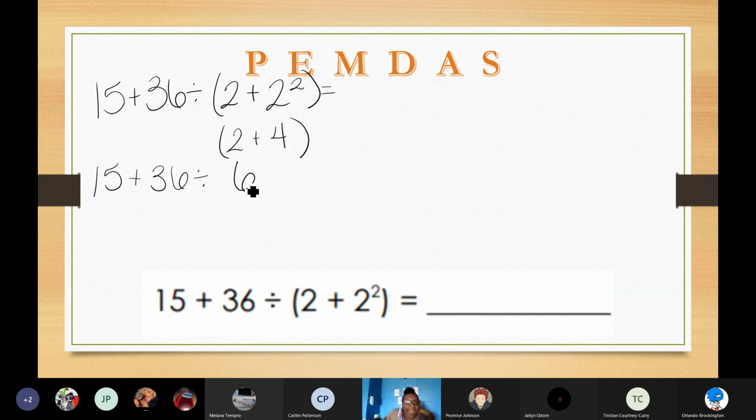Now, what do we do next with this number sentence? We're going to divide, okay? So we've not done anything with that 15 yet. 36 divided by 6 is what? In other words, 6 times what number will equal 36? 6. Very good. And 15 plus 6 is the last thing we need to do here. 21.